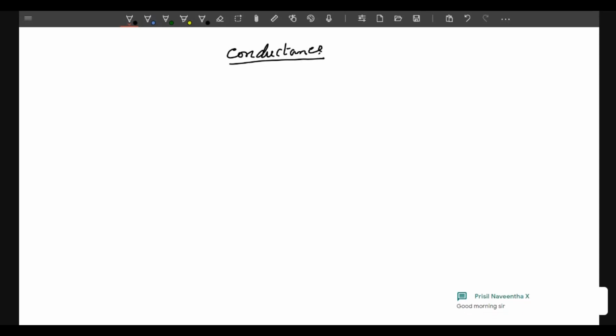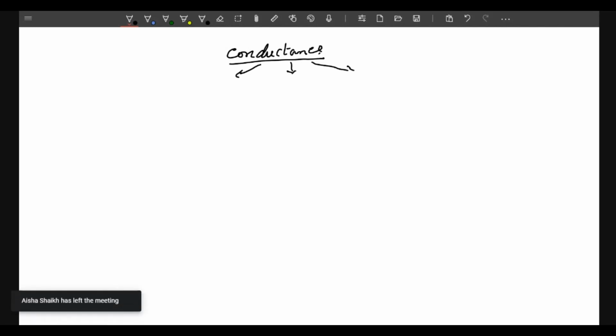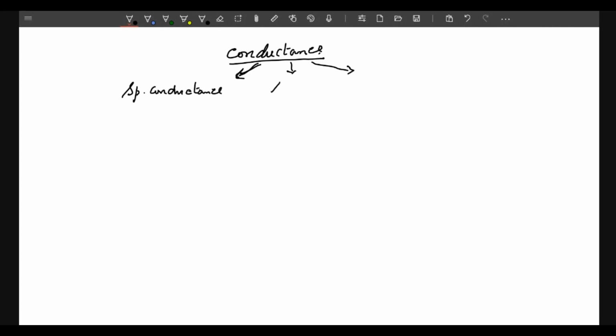And today we are going to see various types of problems in conductance. Three types we are going to discuss. One is called the specific conductance, or instead of specific conductance, we also call it conductivity. Then equivalent conductance, then molar conductance. And you know the various equations related to each thing.